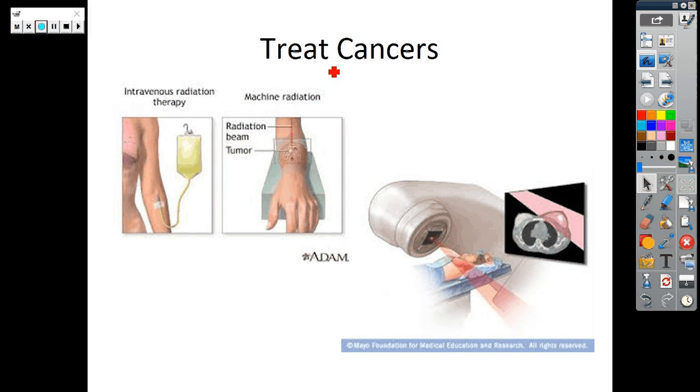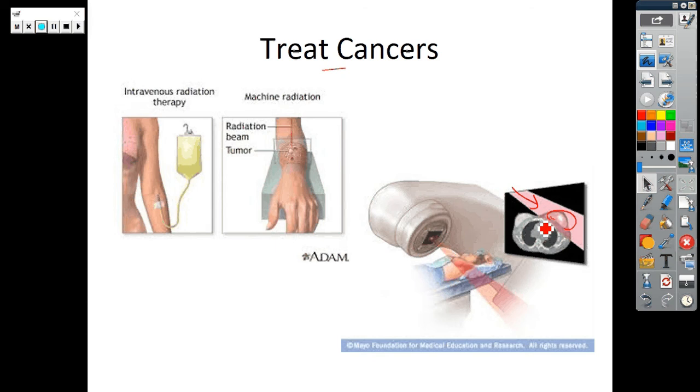Finally, we can use radiation to treat cancers, right? If you've got a tumor in the body, maybe this is a picture of a spinal cord with a tumor on it, and you shine radiation on that tumor, that could kill some of the already damaged cells in that tumor. Now, you have to be really careful with this because this radiation can also kill and damage healthy cells, and we don't want to do that. So we've got some very specialized equipment now that can really focus in on a tumor and only that part of the body, hopefully, so that it doesn't damage other parts.